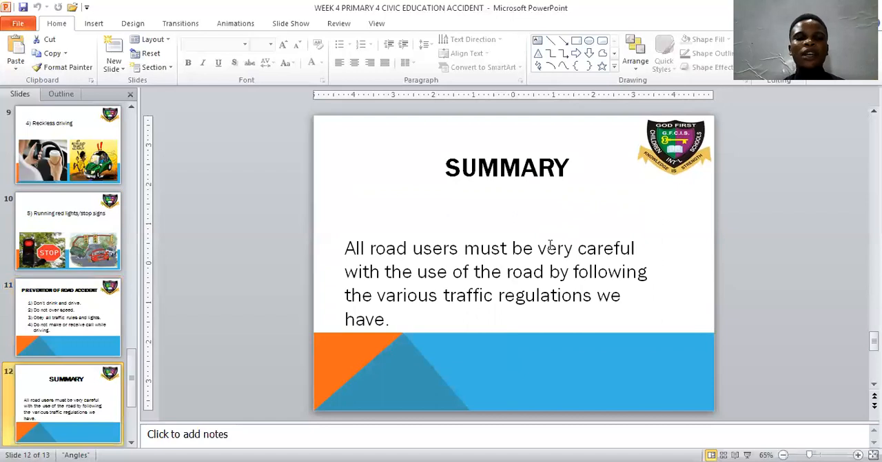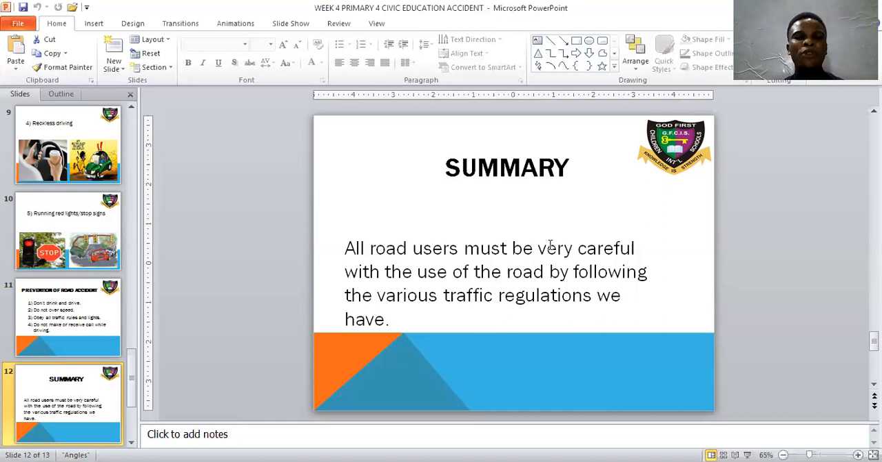In summary, all road users must be very careful with the use of the road by following the various traffic regulations we have. What are the traffic regulations we have? Using the zebra crossing, the overhead bridge, obeying the traffic lights, the stop signs, the different traffic signs we have, obeying everything. Those are the ways you can avoid accident on the road. Please do that.